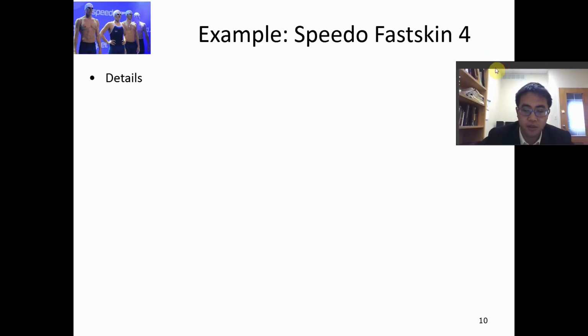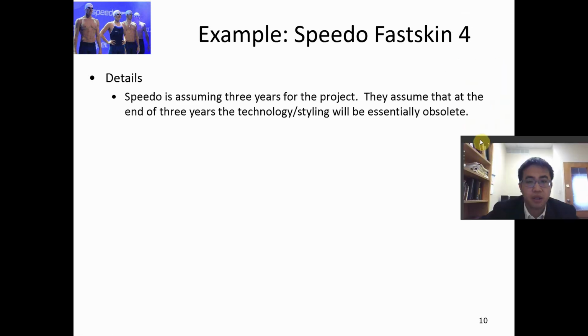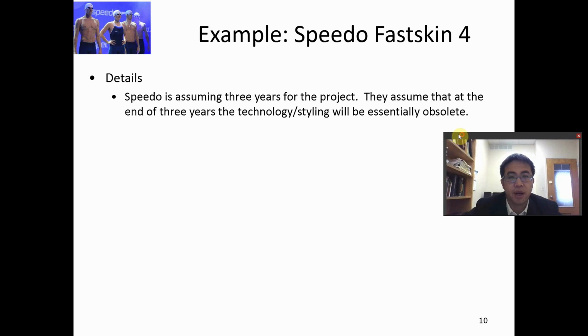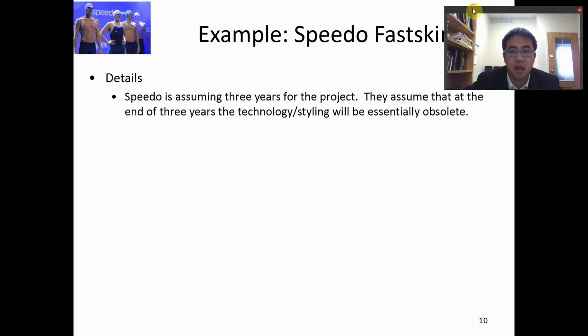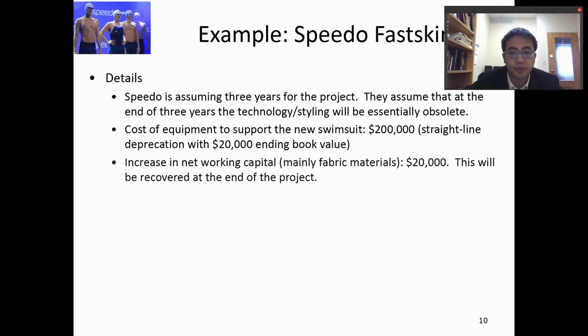So here are more details about the project. It tells you about the life horizon of the project. It's a 3-year project. So basically, after 3 years, the product is out of date. It also tells you that the equipment cost is $200,000, and we will use the straight line depreciation method and have a $20,000 ending book value.